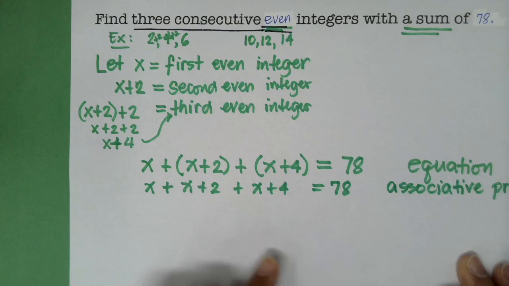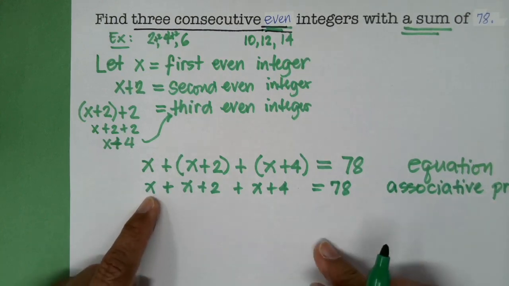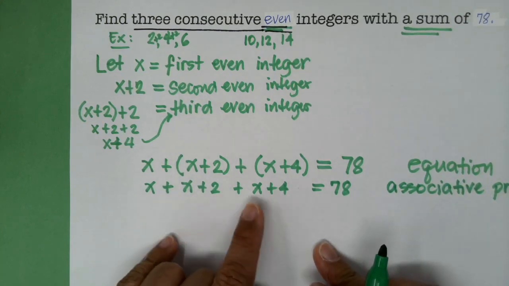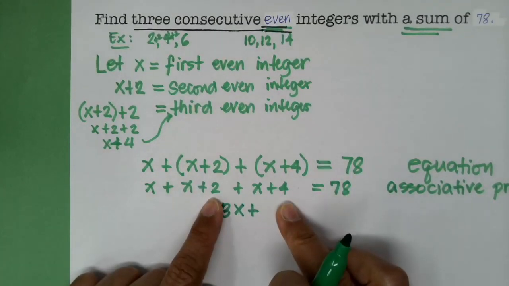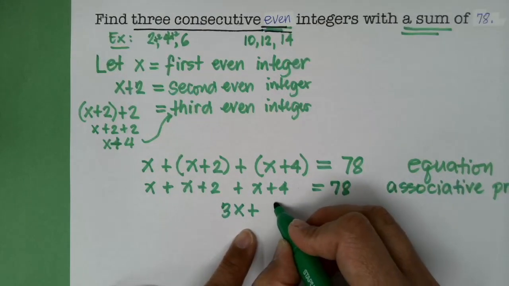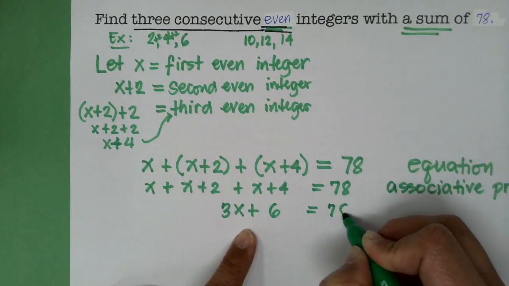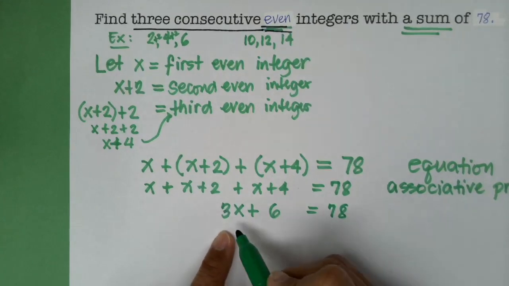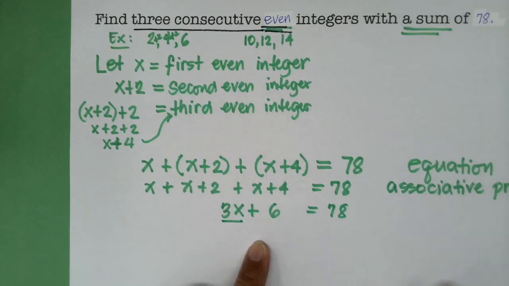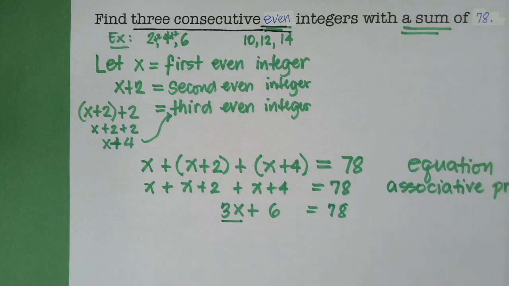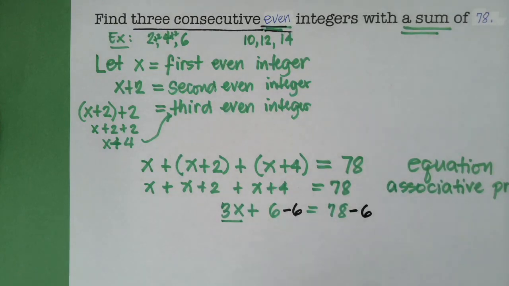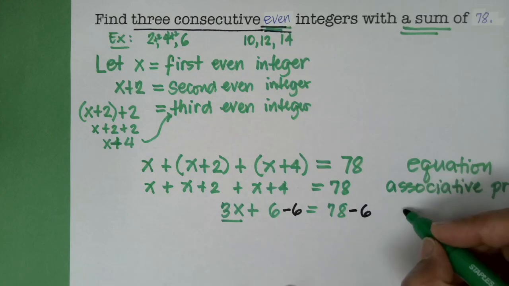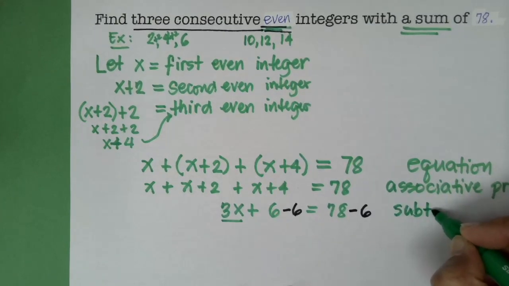All right. Then, combining like terms, we have x plus x plus x. We have 3 x's, so that's going to be 3x. And then we combine the constants. 2 plus 4 is 6. And that's equal to 78. Okay, now we have to get the 3x by itself. But because it's added to 6, we have to remove the 6 by subtracting 6 from each side. That is by virtue of the subtraction property of equality.